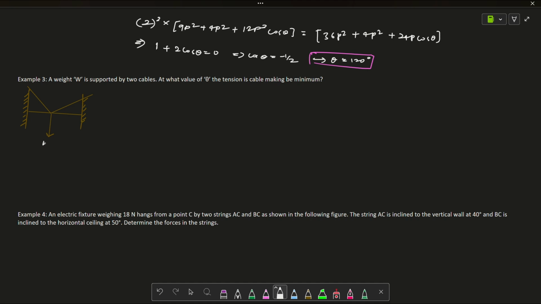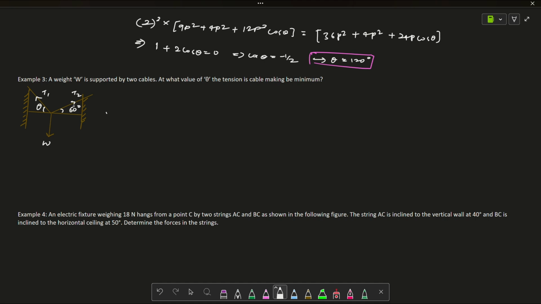Now the W force is supported by 2 cables, this one T1 and this is T2. This angle is 60 degrees and this one is theta degrees. Now we have to find the value of theta for which the tension in the cable should be minimum. That means T1 should be minimum.